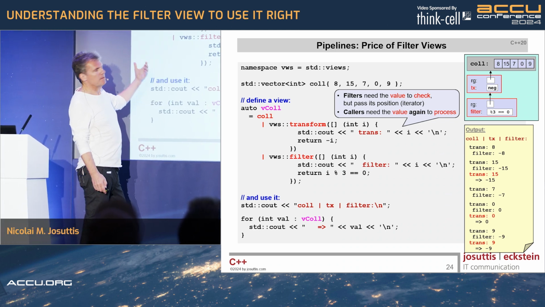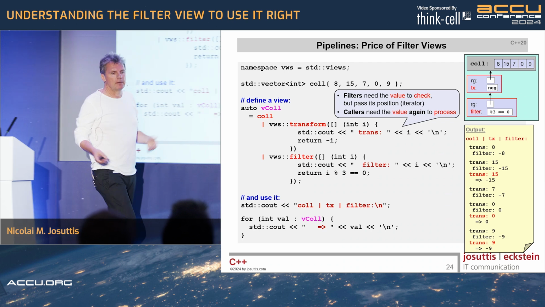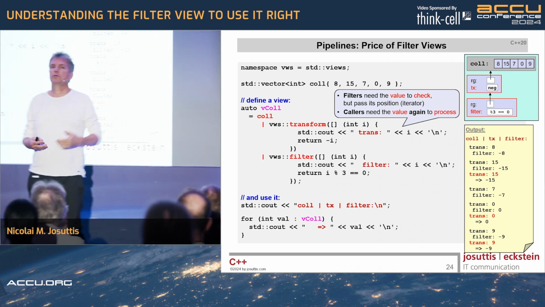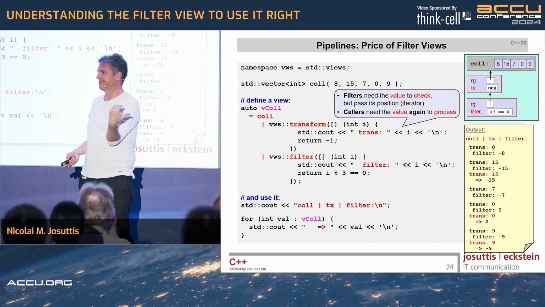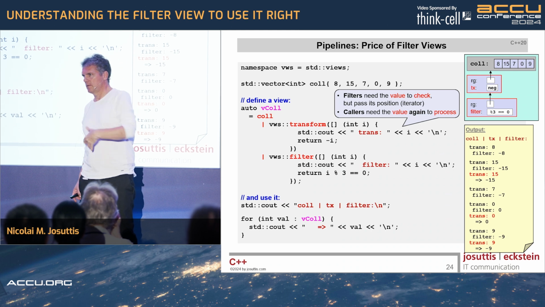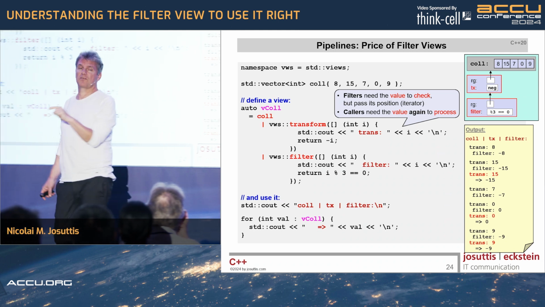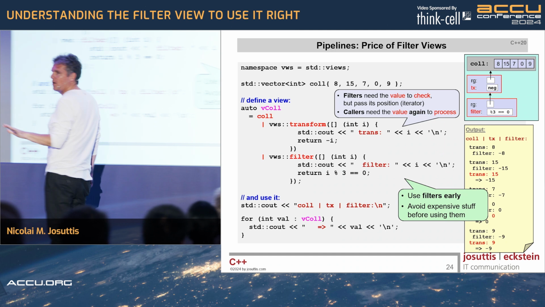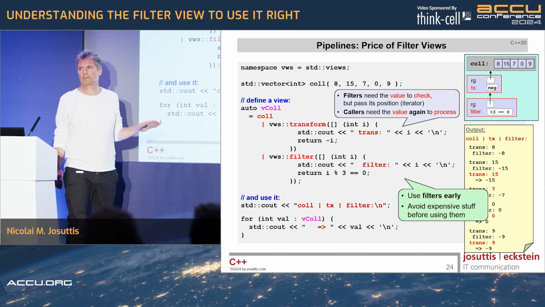A filter might lead in this chain to the effect that, at least for positive values we let pass through, where at the end a user wants to see the value, we have to look at the value twice: once to decide yes or no, and the other when the user wants to see the value. And that, by the way, happens with each and every filter once more. So that's a good thing to say: use filters early, or avoid expensive stuff before using them.